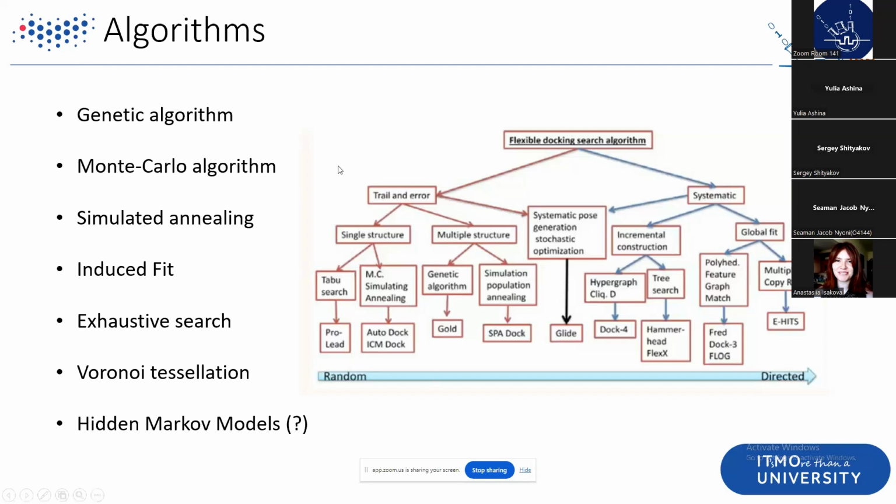So you can also subdivide these algorithms into more random algorithms, which have random functions, and these algorithms are more directed. There are also some machine learning algorithms that are not present here, but they are also more directed. So you have the information on the pose, you train the model, and then you do the docking, and of course you will get very high matches of the poses to the experimental structure.